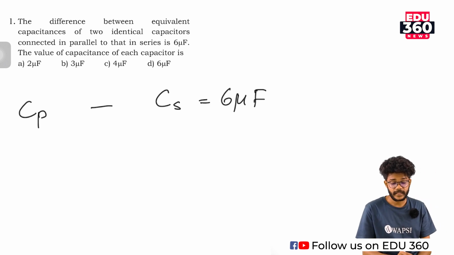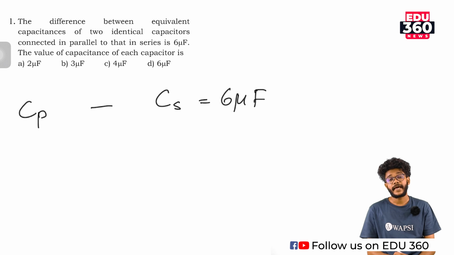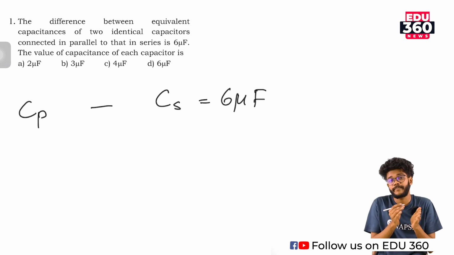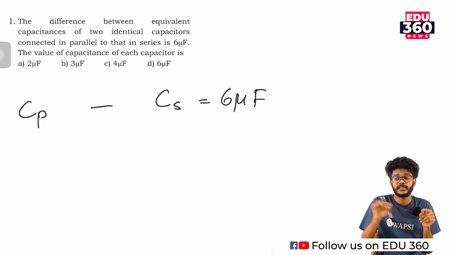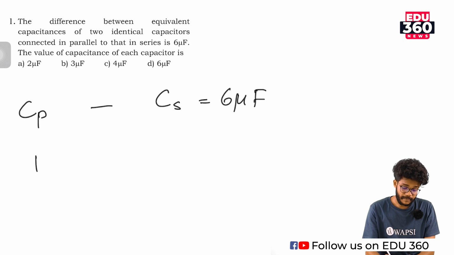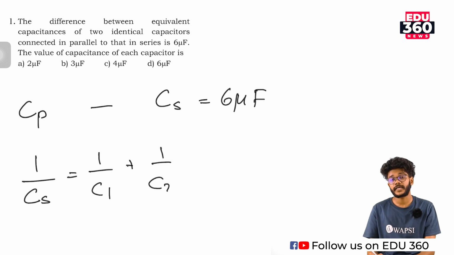The value of capacitance of each capacitor is? So when two capacitors are connected in series and parallel, what will happen? It has a resemblance with the resistor, but it is far away from the resistors. When resistors are connected in series, it is adding. When resistors are connected in parallel, we are actually taking the reciprocal. Similarities are there, but when capacitors are connected in series, we are taking the reciprocal. So 1 by Cs will equal 1 by C1 plus 1 by C2. When they are connected in series, we are taking the inverse combination.